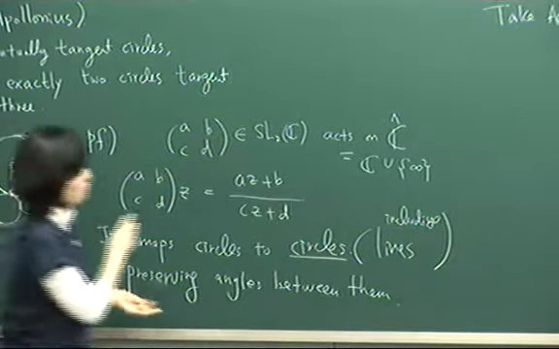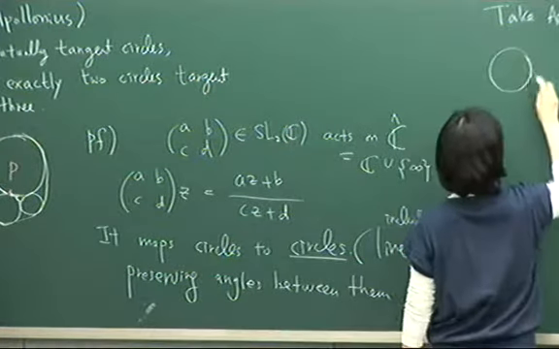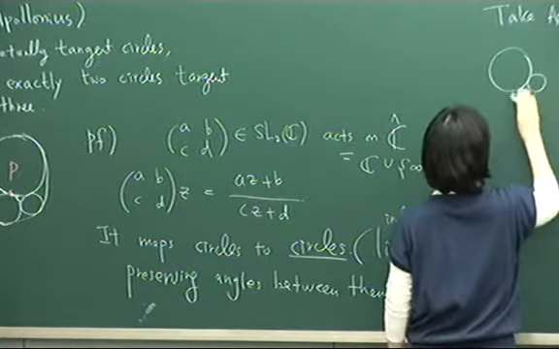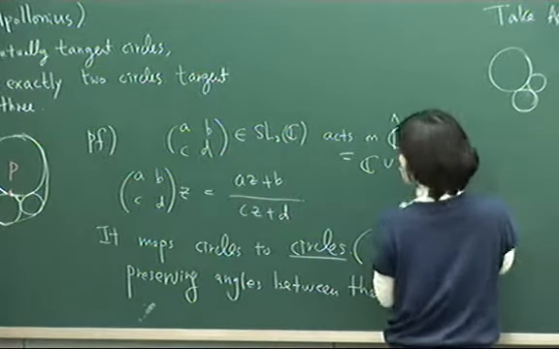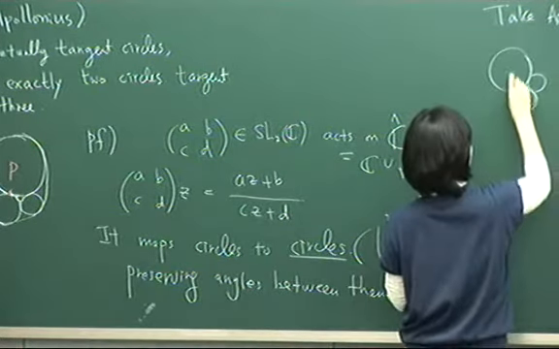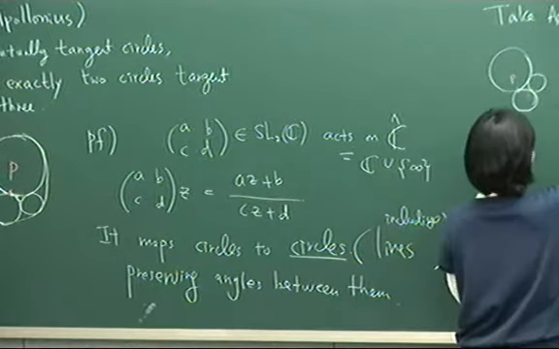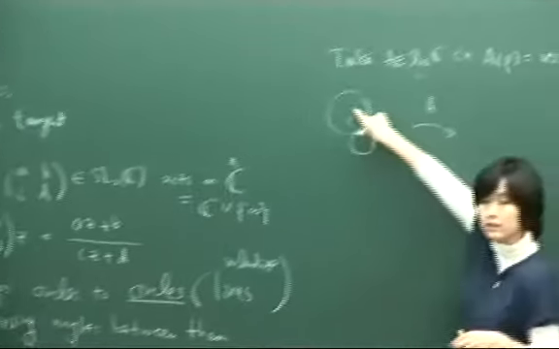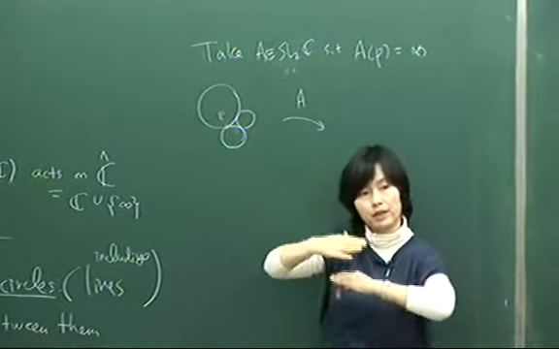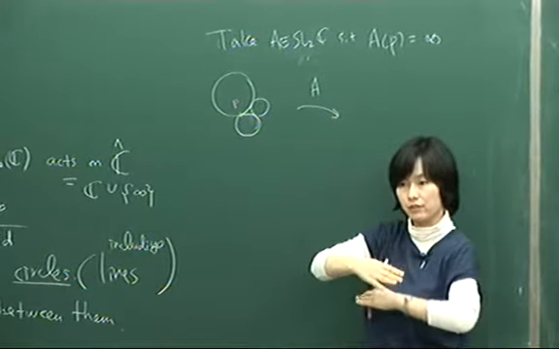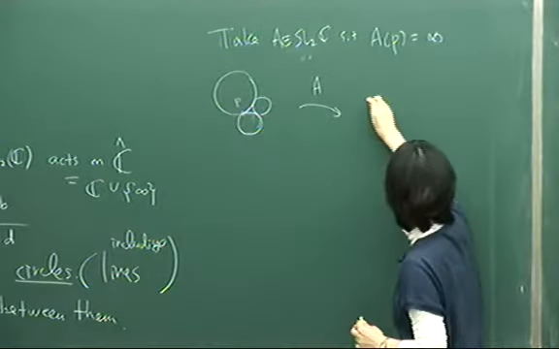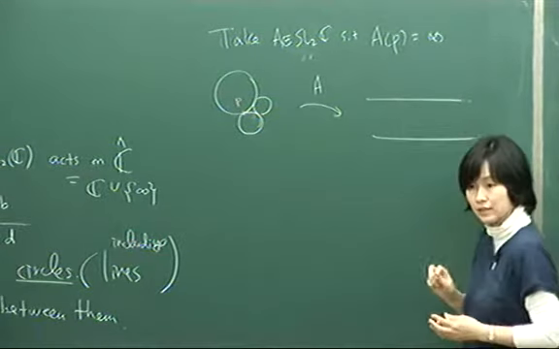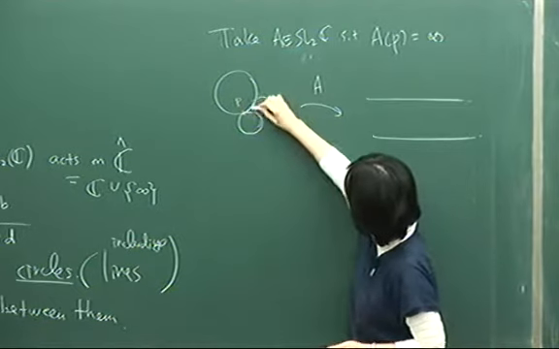Maybe I'll draw it here again. I have these 3 circles, and this is my point P. And A should move this P to infinity, which means that A should move these 2 tangent circles to lines, because now they have to pass through infinity. And then these 2 tangent circles now should be 2 parallel lines, because they have to be tangent at infinity. So these 2 circles will be mapped to these 2 parallel lines. But now, what about the 3rd circle?